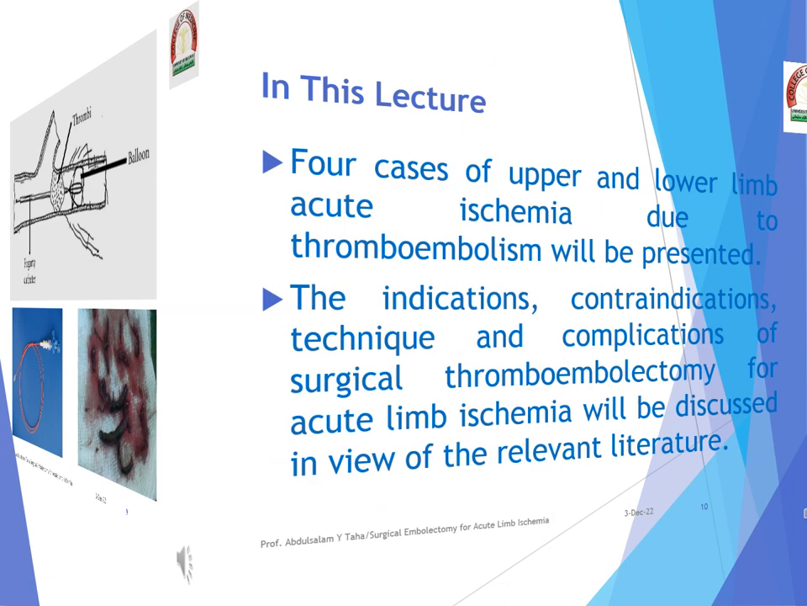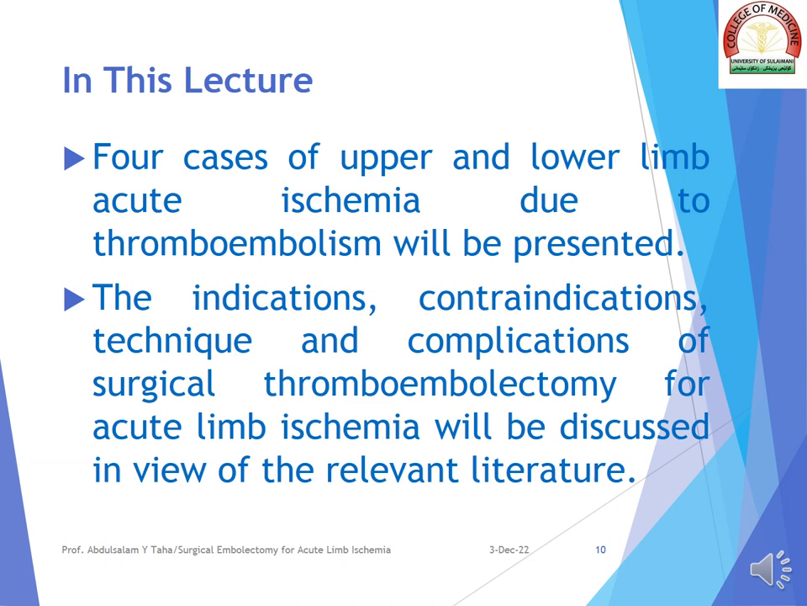In this lecture, four cases of upper and lower limb acute ischemia due to thromboembolism will be presented. The indications, contraindications, technique, and complications of surgical thromboembolectomy for acute limb ischemia will be discussed in view of the relevant literature.